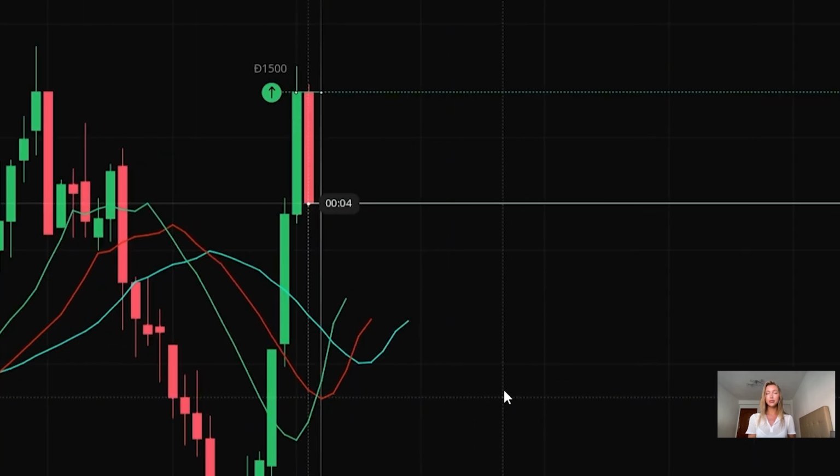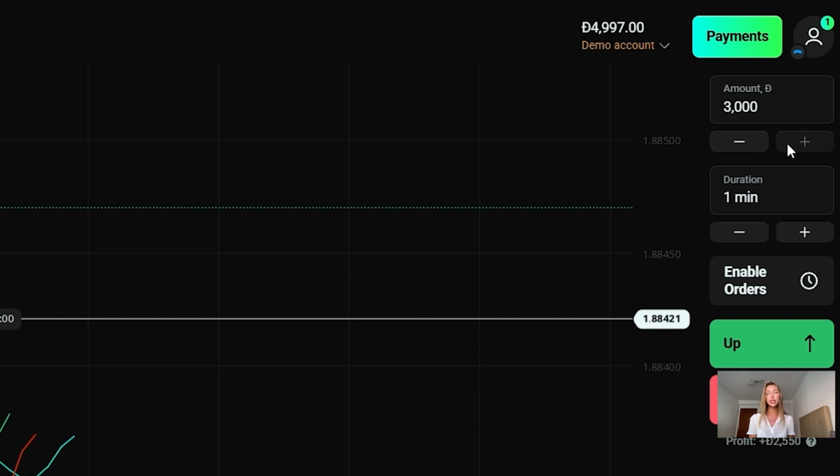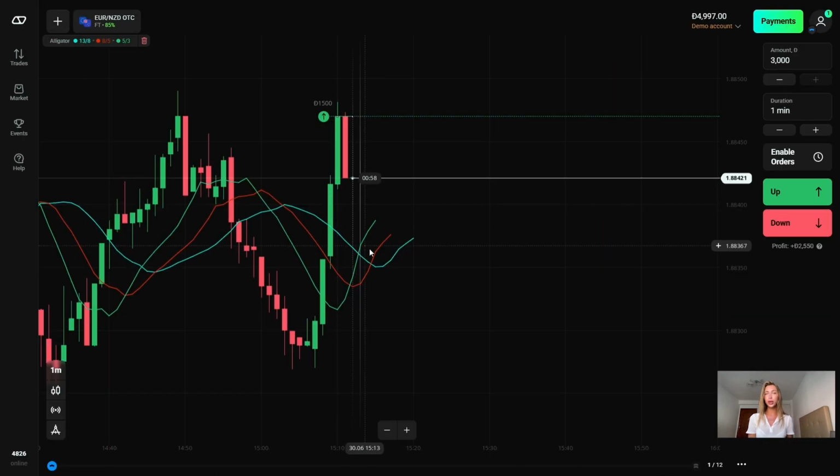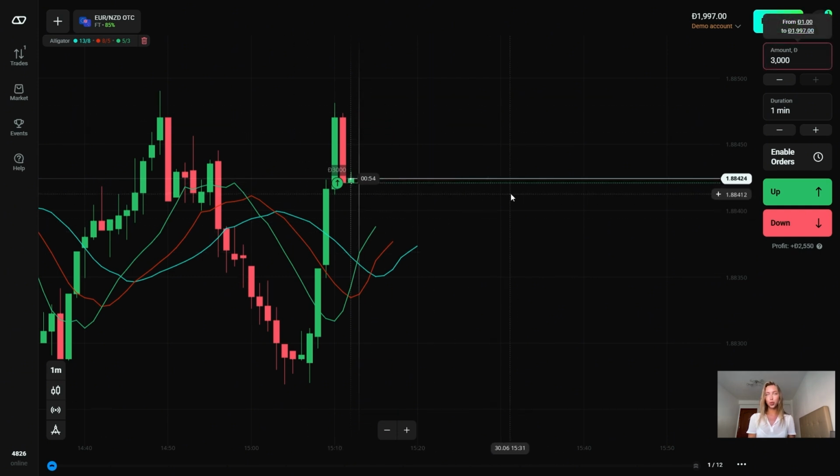So there is very little time left until the trade closes, so I immediately increase the trade amount to 3,000 to open a recovery trade with a larger amount. Trade is open. If this trade closes in profit, it will compensate the loss from the previous one and also get a small profit. We wait for the result.